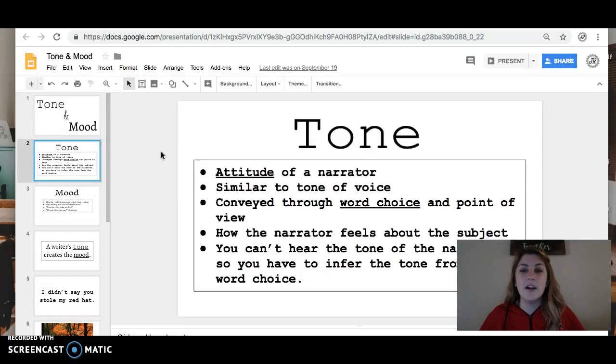You can't hear the tone of the narrator, and so we talked about how we use word choice, and you just have to infer. You have to assume. You have to make that inference so that you can hear the tone of voice through the word choice, okay?